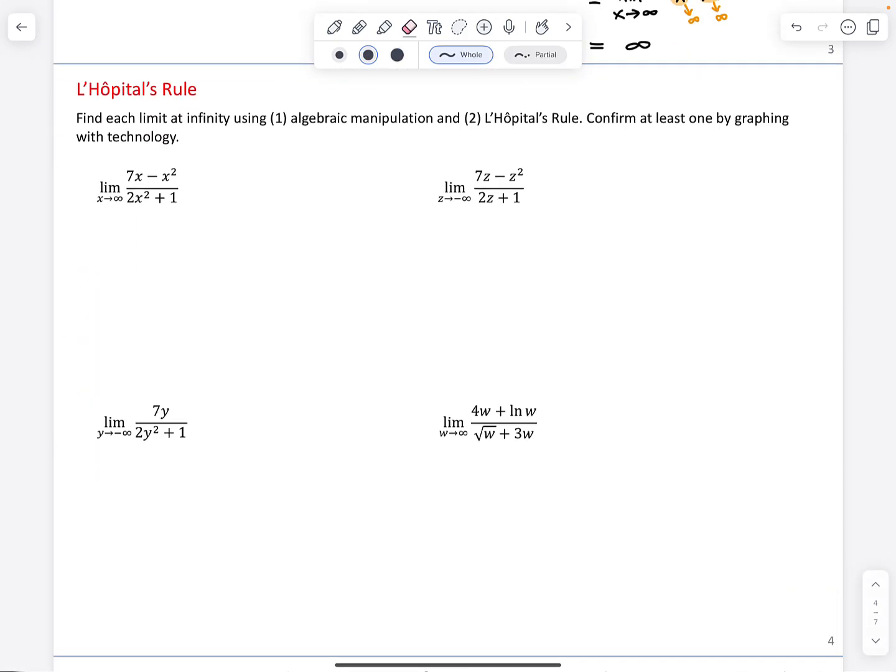On this page, we see 4 limits. Again, x is approaching either infinity or negative infinity. All 4 of these we had done in the past using algebraic manipulation. They can also be done using L'Hopital's rule. Let's look at the first one.